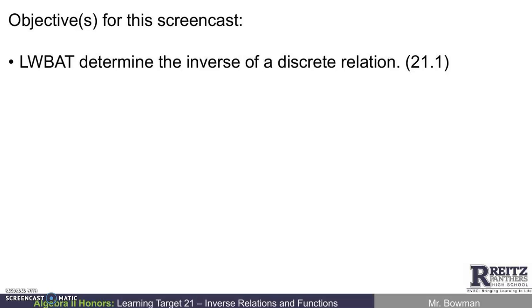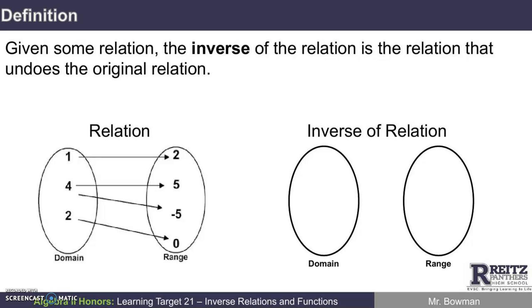The objective of this screencast is learners will be able to determine the inverse of a discrete relation. So the definition of an inverse is right here. Given a relation, the inverse of the relation is the relation that undoes the original relation. In other words, it's the relation that takes the range of your given relation as the input, as the domain, and spits out as the range the original domain.